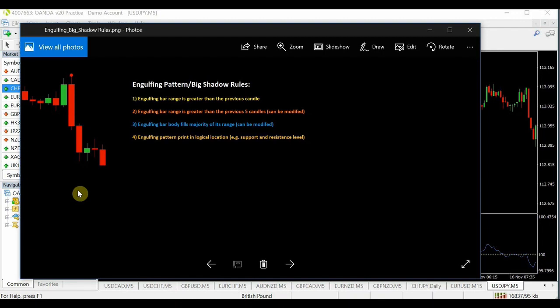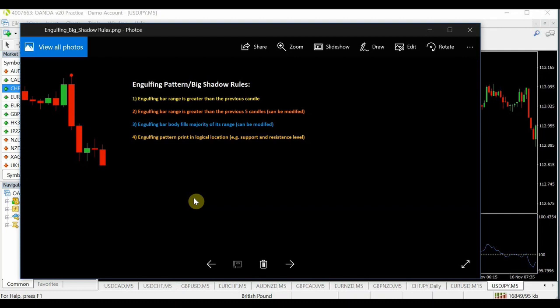The engulfing bar body fills the majority of its range. As you can see in this bar here of this sell signal, the body covers the majority of the range, and again, the bigger the better. This can also be modified in the indicator settings. I think the default is set at 70%, and that's why I leave it on. Again, the higher the number, the fewer signals, the lower the number, the more signals. So it's up to you.